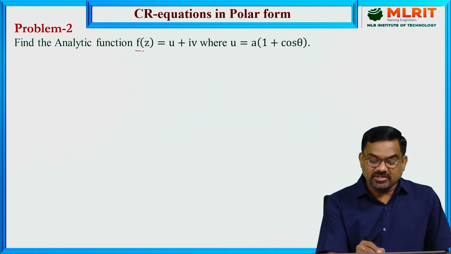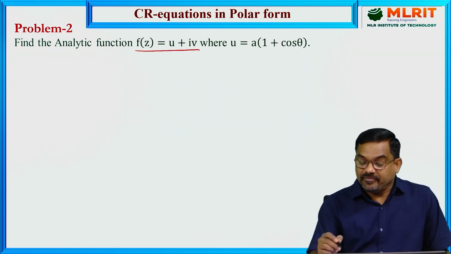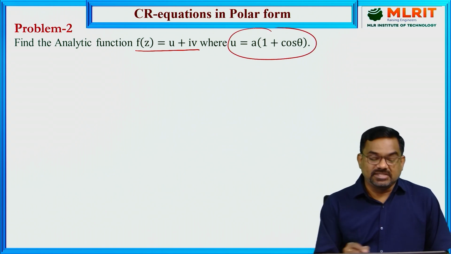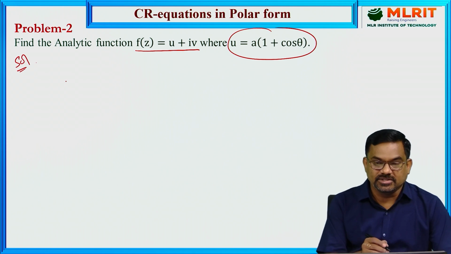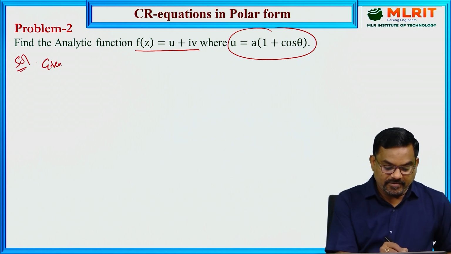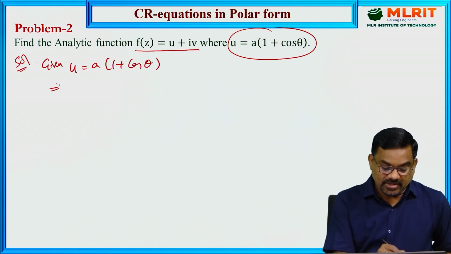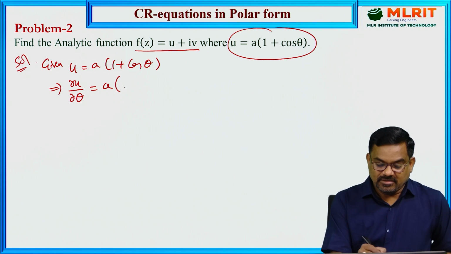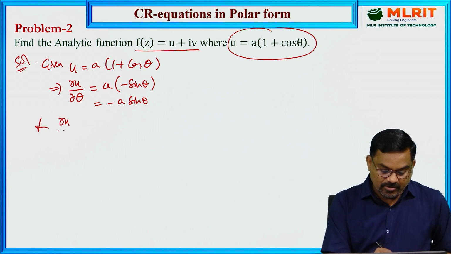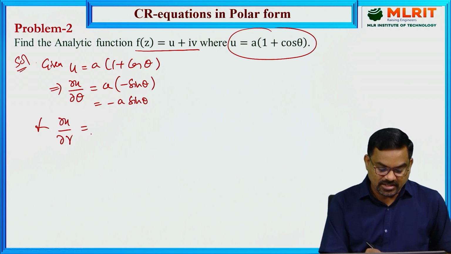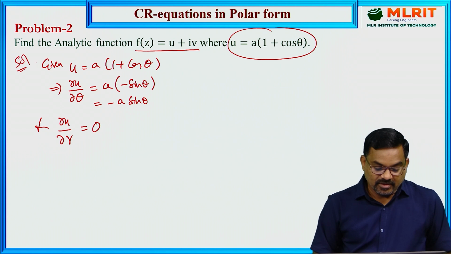Find the analytic function f(z) = u + iv, where the real part u is given. So, the real part u is given: u = a(1 + cos θ). So, we can find ∂u/∂θ: a is a constant, and the derivative of cos θ is −sin θ. So, −a sin θ. And ∂u/∂r: there is no r term, so the answer is 0.